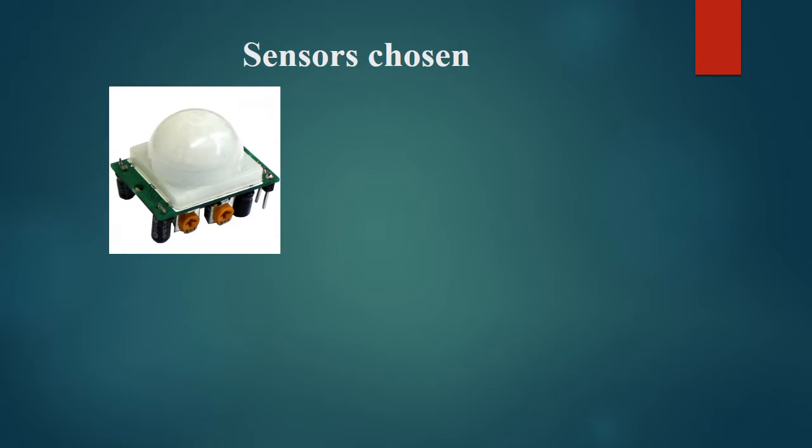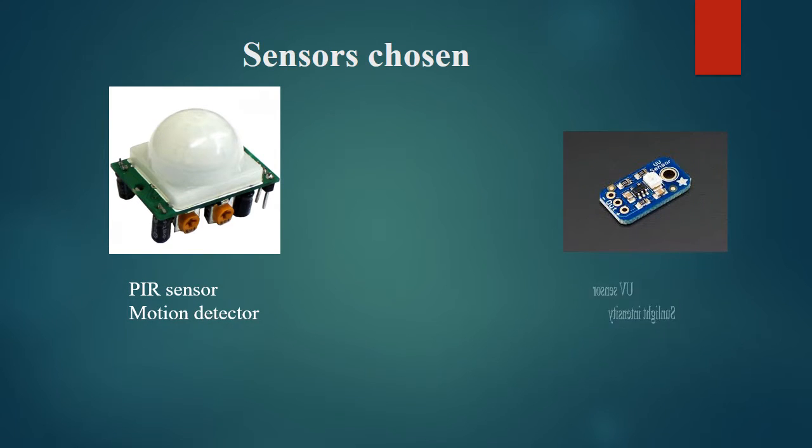Now let's move on to the sensors that have been chosen in this project. For one, we have taken the PIR motion sensor, and another one which is the UV detector, which can differentiate between artificial light as well as sunlight.